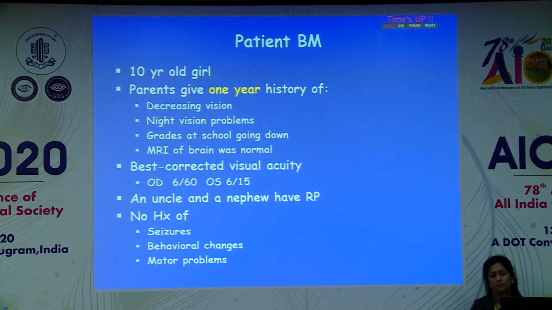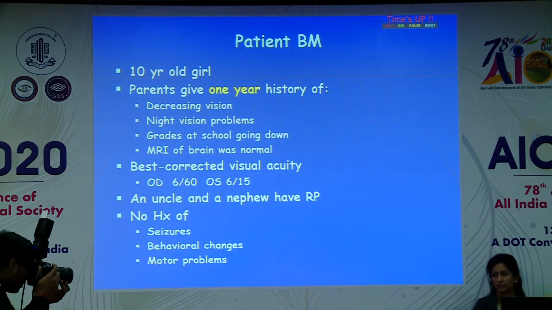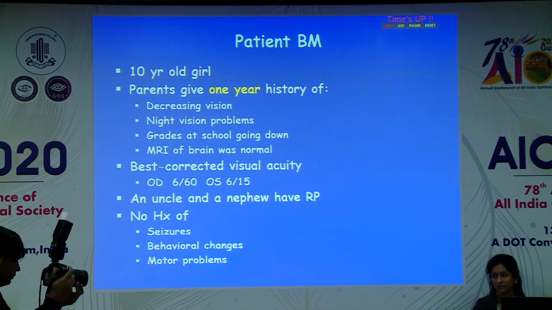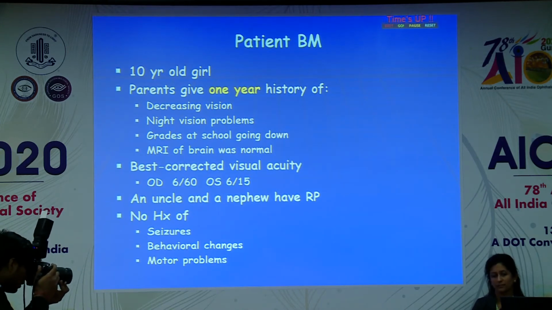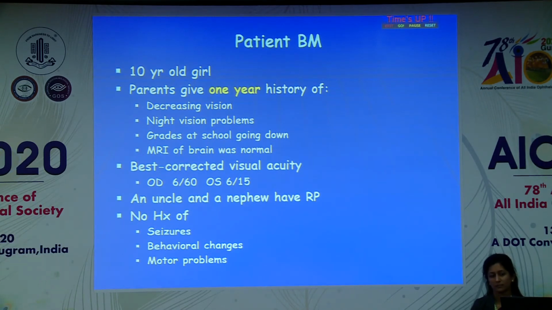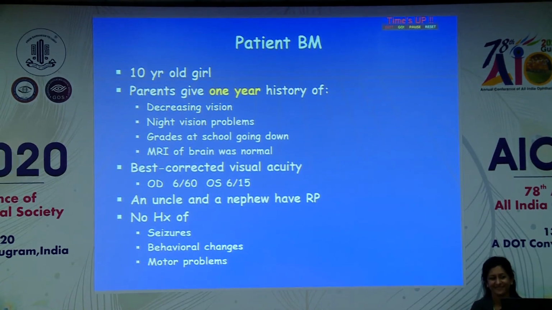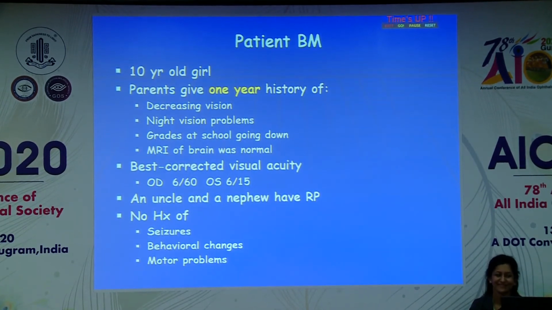And the last patient is a 10-year-old girl. Parents gave us a 1 year history of decreasing vision, night vision problems. The grades at the school were going down. The pediatrician did an MRI of the brain first. Doesn't that happen with you as well? That they do the MRI first, then send to the eye doctor to look at the eyes. So MRI of the brain was normal.